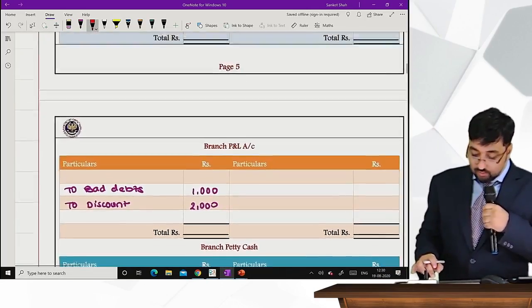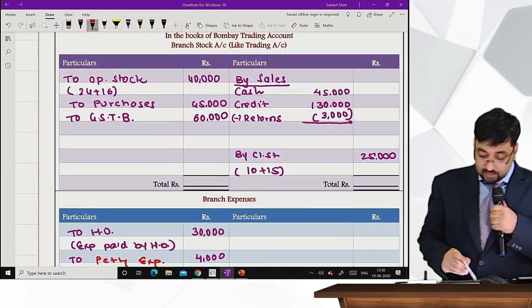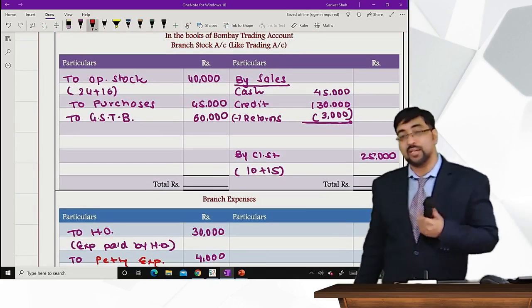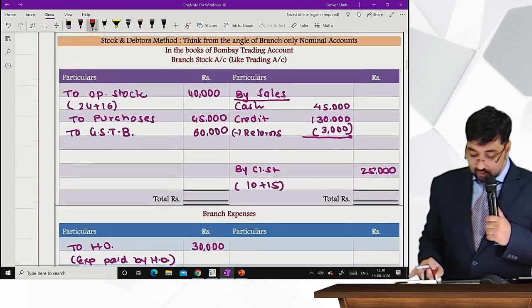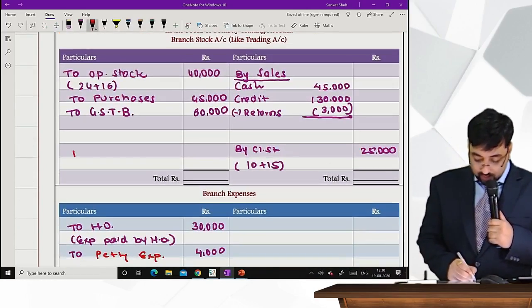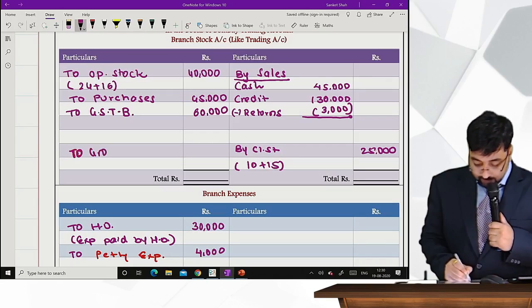Now one by one we are going to close all accounts. So debtors account is not interrelated to cash account in this question, but there is a hidden adjustment. So first we will close branch stock account as I have given you the sequence. So what is the gross profit?